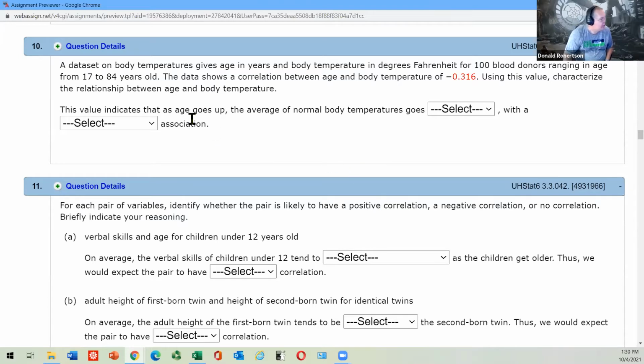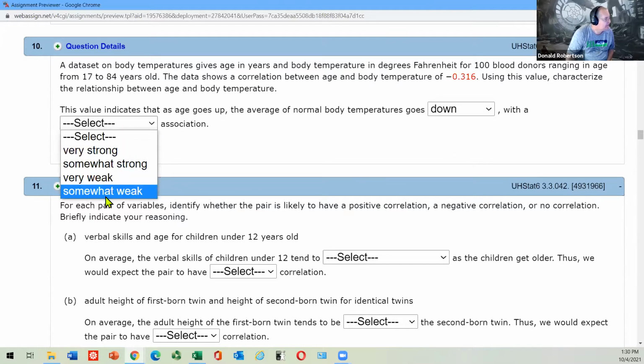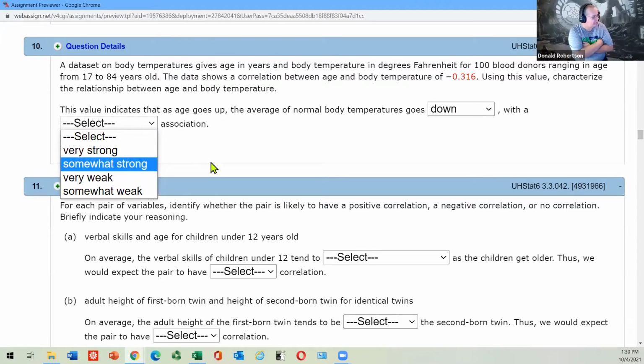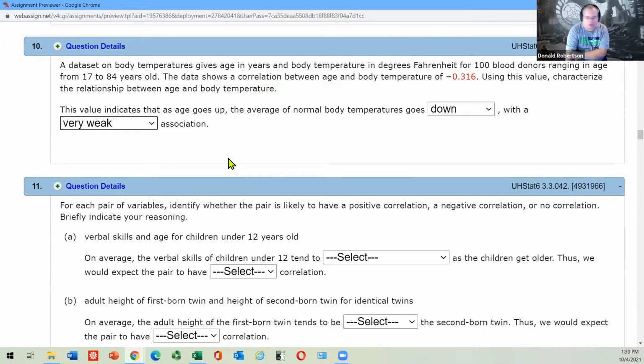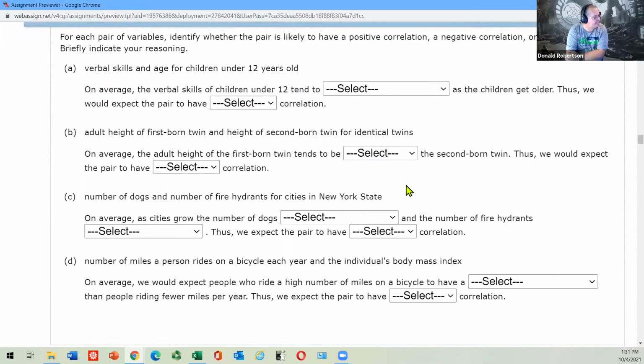So this indicates that the average normal body temperature goes down with age. Well, what do you think negative 0.316 is from those 4 phrases? Somewhat weak. Could do it. I'm going for very weak, and if it doesn't like it, I'm doing somewhat weak. A bit of a judgment call going on there.